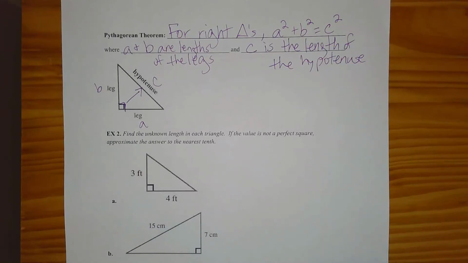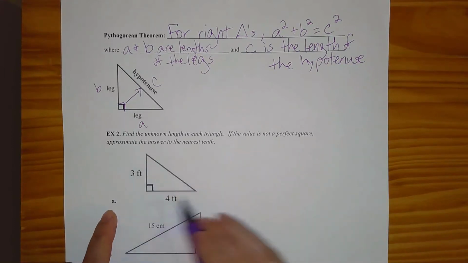In example 2, find the unknown length in each triangle. If the value is not a perfect square, approximate the answer to the nearest tenth. If it's a perfect square, we're just going to take the square root and have a great day. If it's not a perfect square, you get to use the square root button on your calculator. Okay? So let's give these a try.